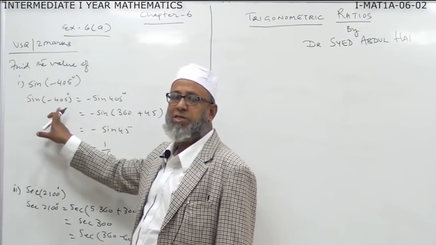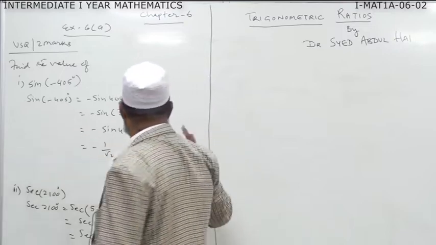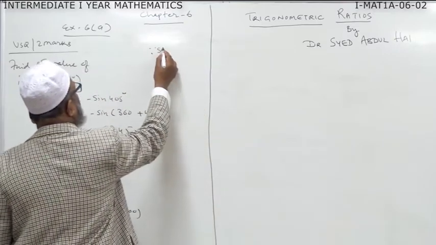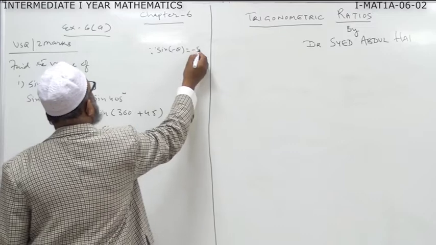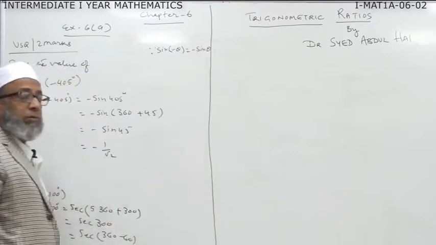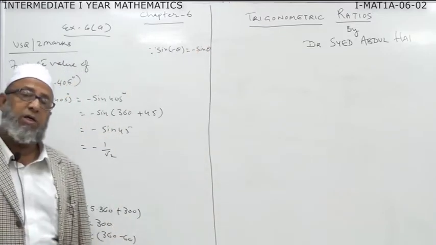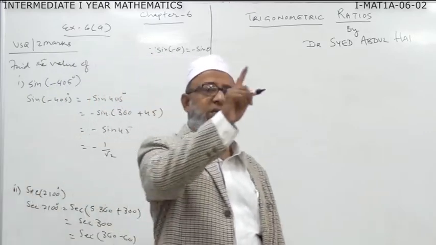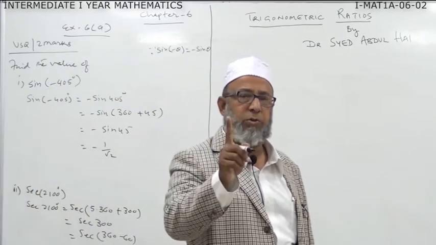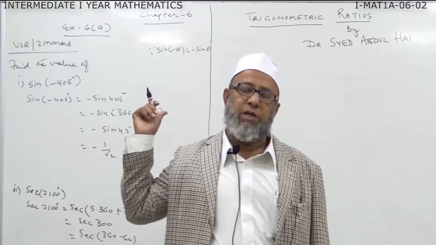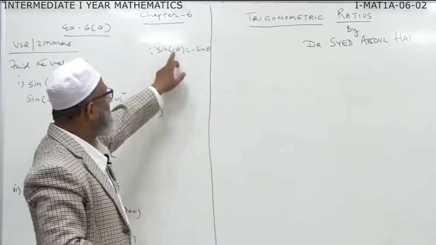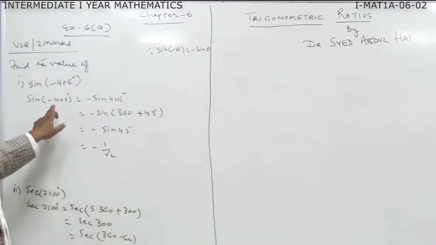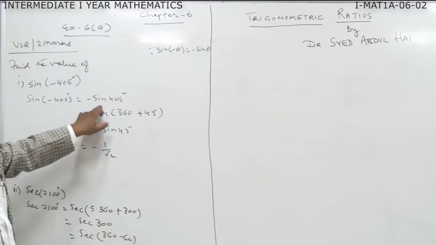You know that sin minus theta is equal to minus sin theta. It lies in the fourth quadrant. All silver tea cups. In the fourth quadrant, cos is positive, therefore sin is negative. Therefore, sin minus theta is minus sin theta. By using that formula, sin minus theta is equal to minus sin theta.